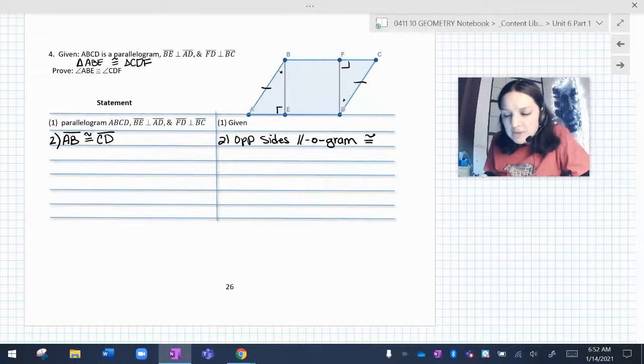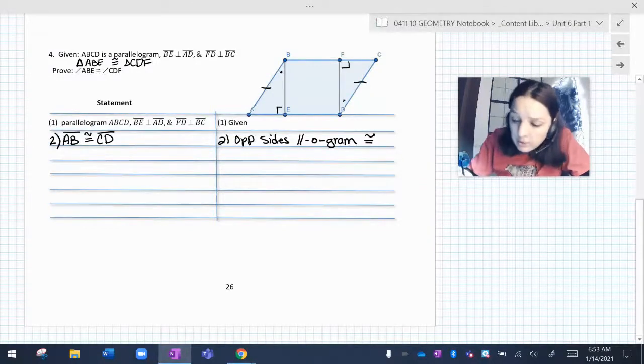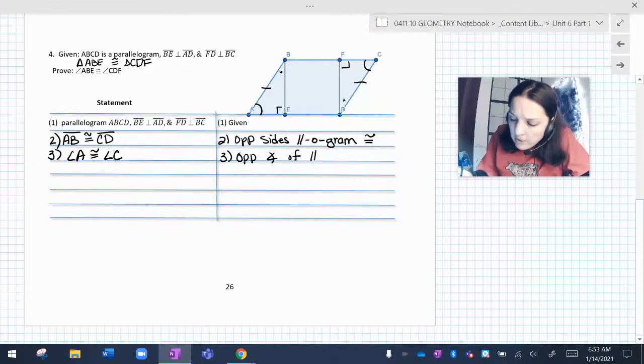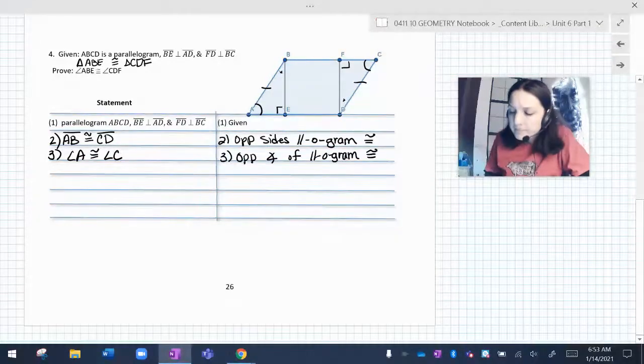You know what else I can do with this? I can say opposite angles of a parallelogram are congruent because isn't angle A and angle C, aren't those opposite angles? They sure are. So angle A is congruent to angle C because opposite angles of a parallelogram are congruent. All right, and then that's about the properties of a parallelogram I can use right now.